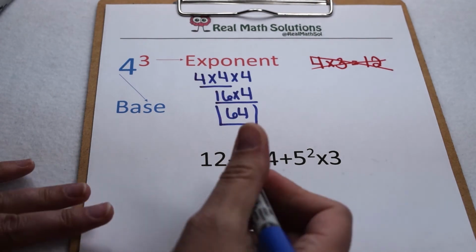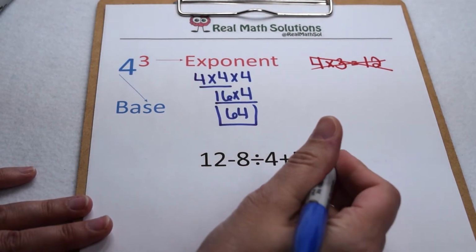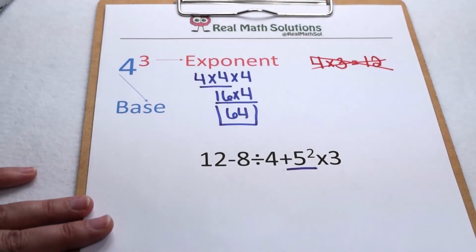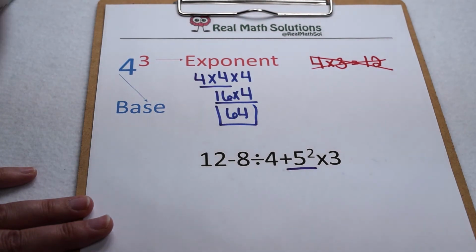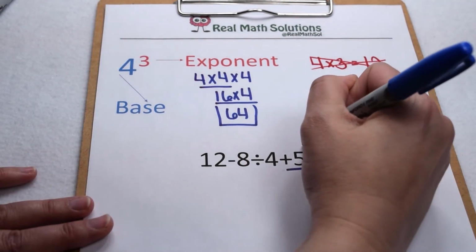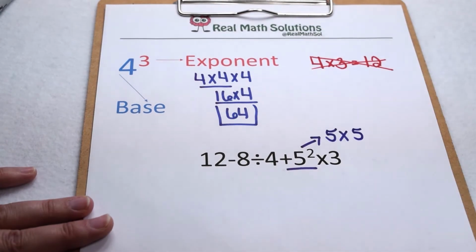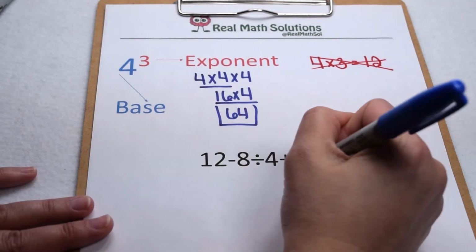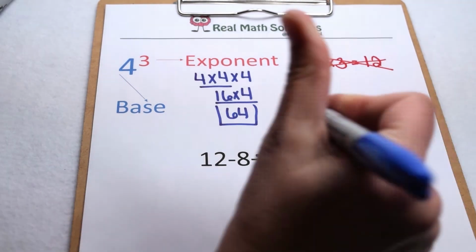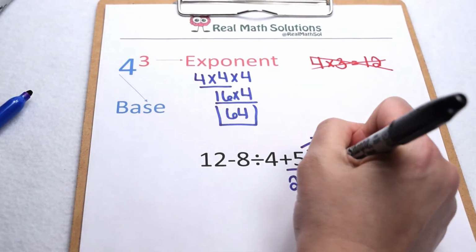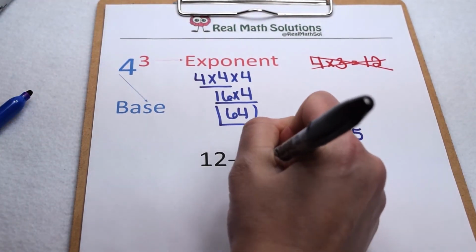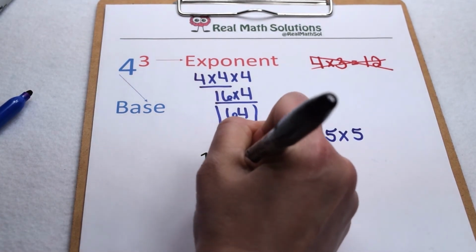So now let's come to our big long problem that we've been working through. We do have an exponent in there, 5 to the second power. So 5 is our base, 2 is our exponent. So that means we need to multiply 2 5s together. 5 times 5. So 5 to the second power has a value of 25. And from there, we can bring down the rest of our problem.